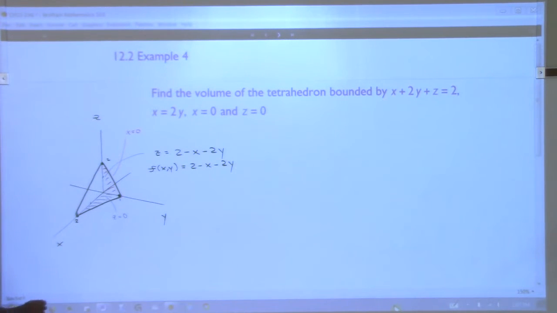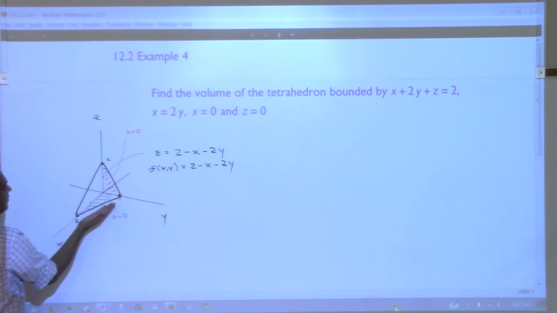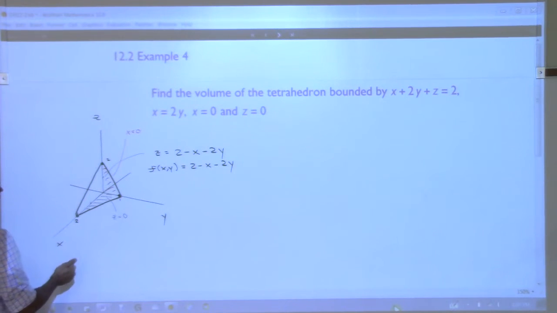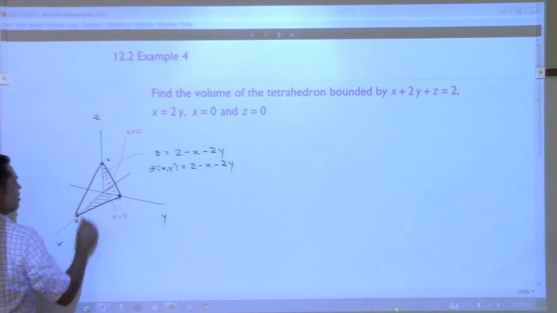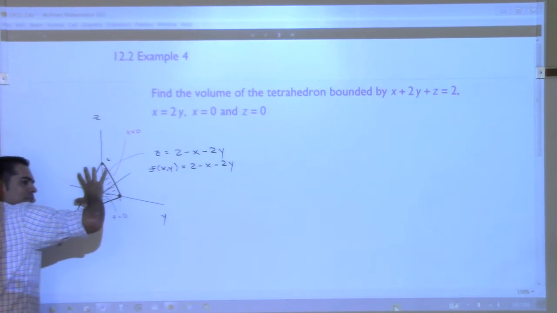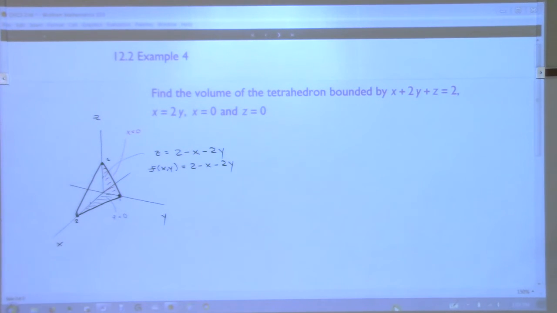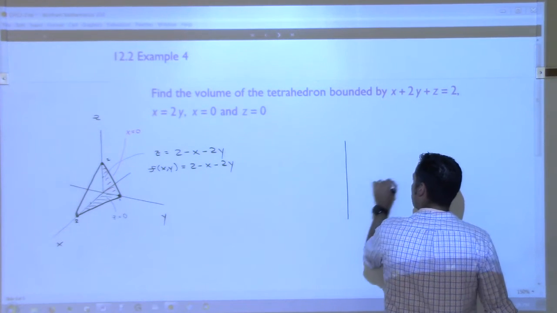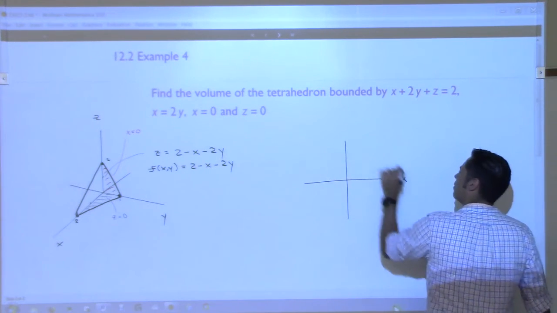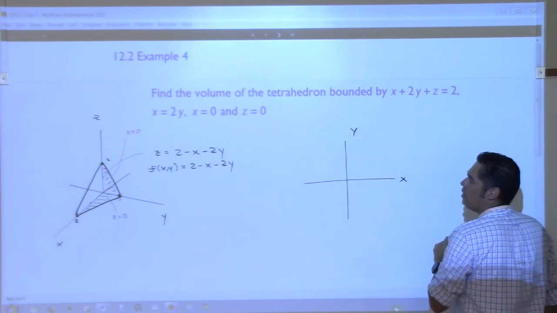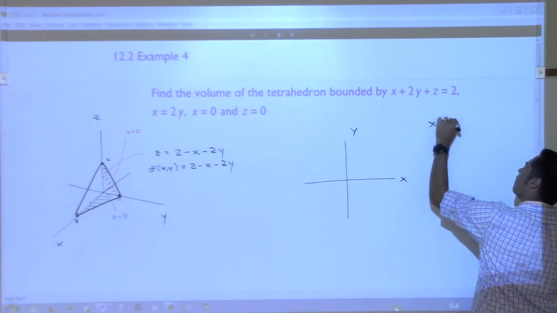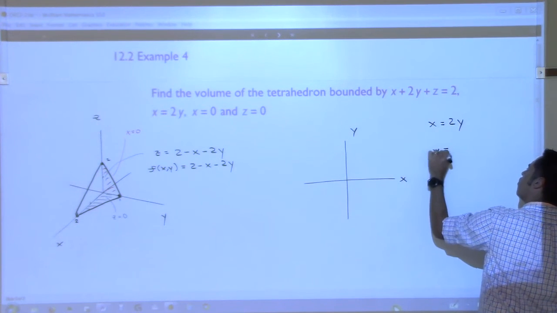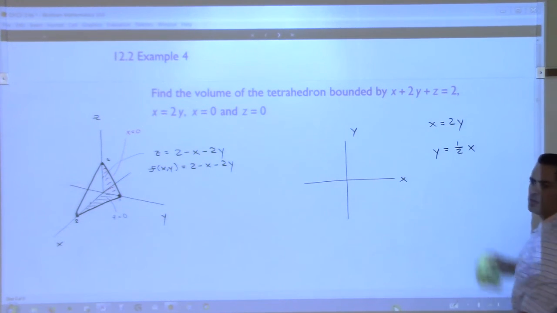We have z is 0, which is the bottom. We've got this back wall. We've got this plane that's here. And now we have x equals 2y. So let's draw x equals 2y in 2-dimensional space. X, y. X equals 2y is the same as y equals 1/2 x, right? We solved it for y.